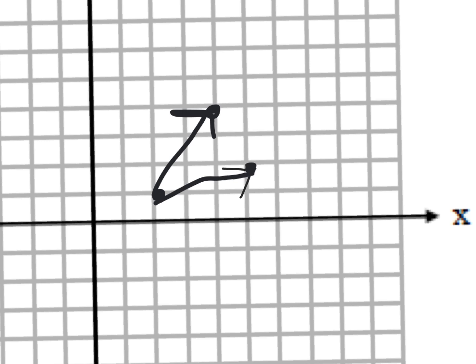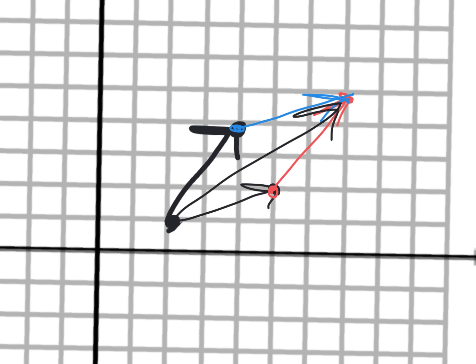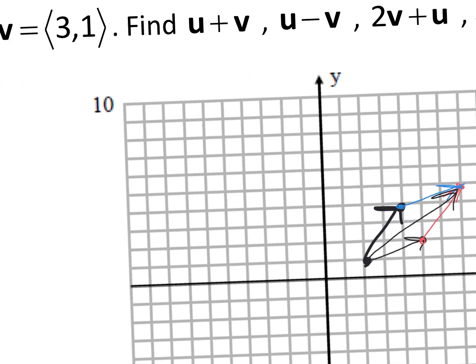Okay, now what we're going to do is parallel transport. Let me clean this up a little bit. So we are going to parallel transport. My u vector, which was 2, 3, I'm going to start right here and go over 2 and then up 3. And then my v vector, which was 3, 1, I'm going to start here and go over 3 and up 1. And you see we now have our parallelogram, and our new vector, which we call u plus v, would be right there. That's geometrically how we would do it.